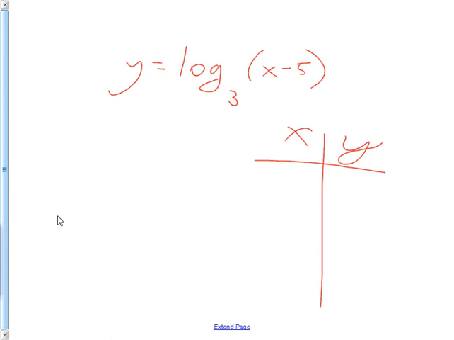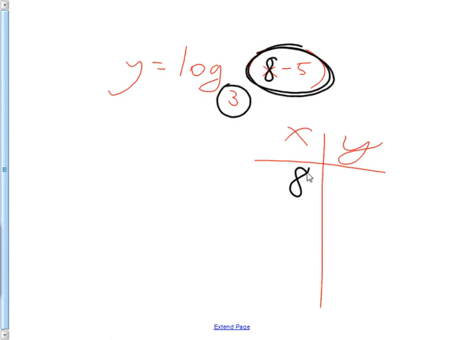Okay, I need to remind you of a few things for graphing. Here is a typical problem that we would have to graph, and you suggested I put in an 8, and I agree with you. I'm going to put in an 8. Why is that smart? Because this 8 minus 5 turns into a 3, and if that and that are the same, what's the answer? 1. So 8 comma 1 works.